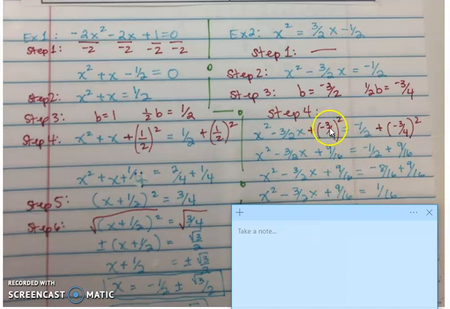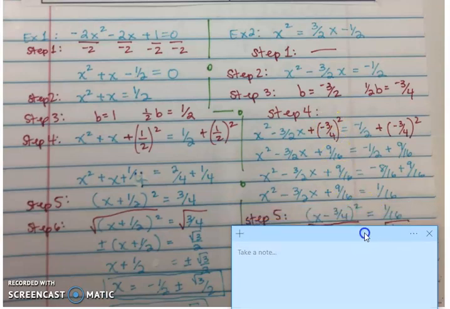Half of b was 3/4, so I know that's going to be the right side of my binomial. I'm going to have x on the left side, and the sign of b in this case was negative 3/2, or negative, so I'm going to put a minus in between. So I get x minus 3/4, and I'll square all of that. If you FOIL this out, you will get this trinomial right above it, because this is a perfect square trinomial, and it becomes a binomial squared. At this point on step 6, you would go ahead and solve.